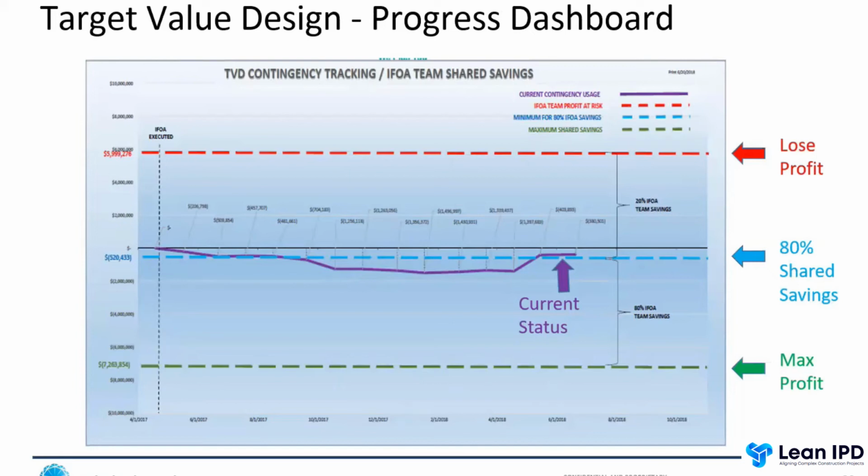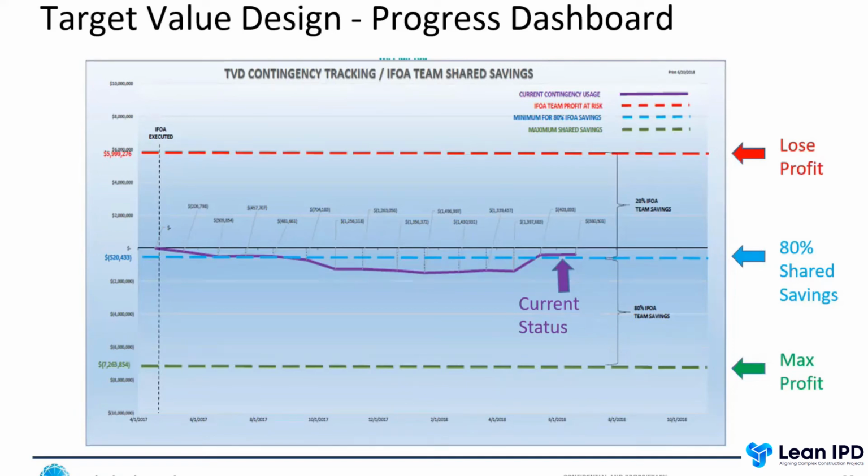So this has a shared risk and reward program. To simplify the dashboard, the red line for the team shows if the cost of the job goes above that, they start losing their profit. If the cost goes below the blue line, the team gets 80% of any savings on the project. And if it goes below the green line, it means that the team has doubled their profit, and any additional savings goes back to the owner.